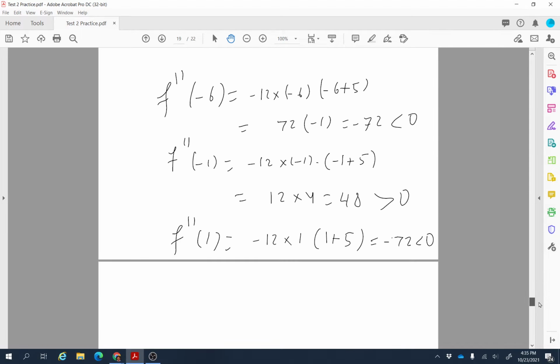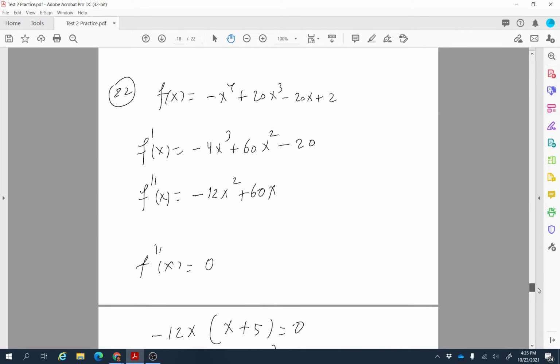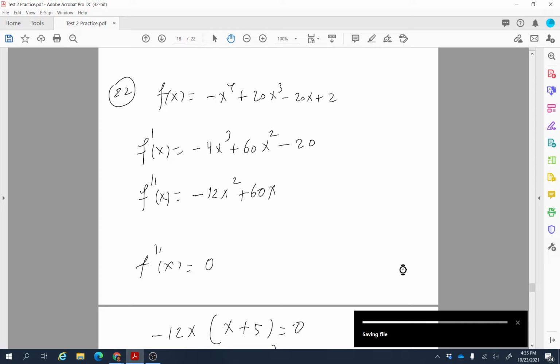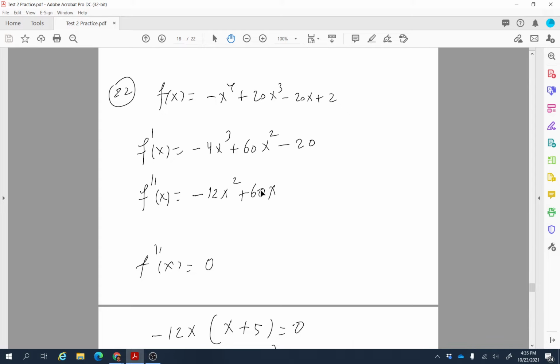I made a mistake, even in finding the first derivative. No, -4 times x cubed, that's right. 20 times 3 is 60, x squared, minus 20. That's right, so the first derivative is perfectly right. The second derivative is -4 times 3 is 12, that's cool, x squared plus 60 times 2 is 120. My bad, 120. So it should be not 60, it should be 120. That's the mistake I made, but the rest of the work should work.